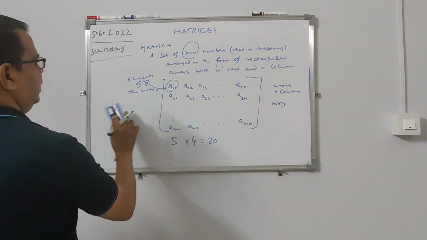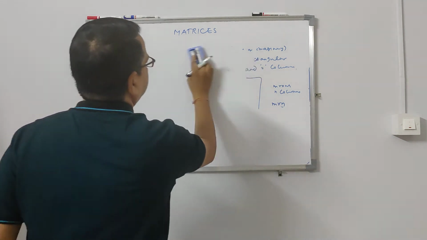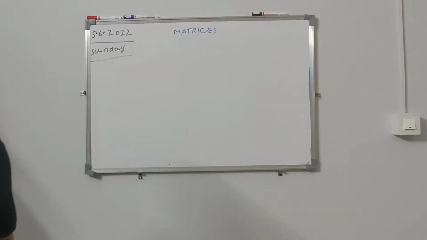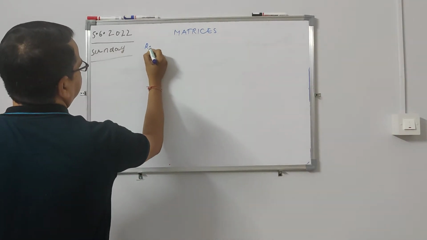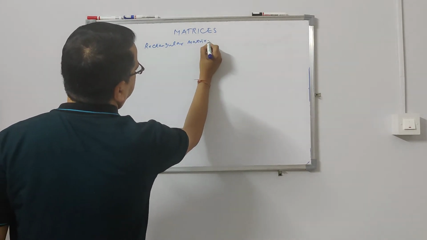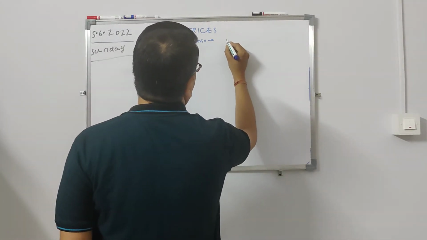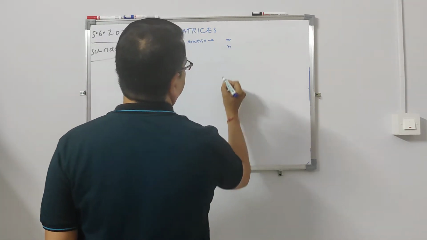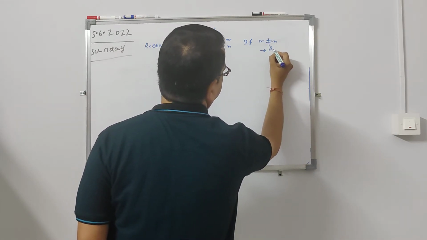Okay, so now we have defined what is a matrix. So what are the different definitions? Rectangular matrix. A matrix in which the number of rows is not equal to the number of columns is called a rectangular matrix. So let us say number of rows is equal to m, number of columns is equal to n. If m is not equal to n, then that is called a rectangular matrix.